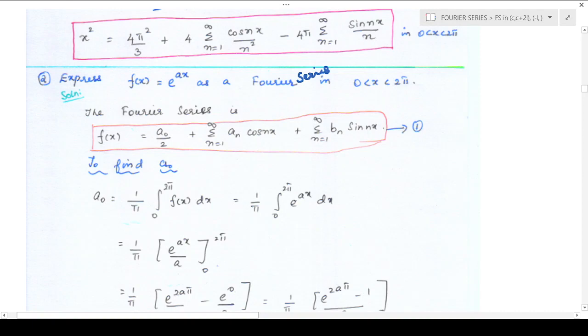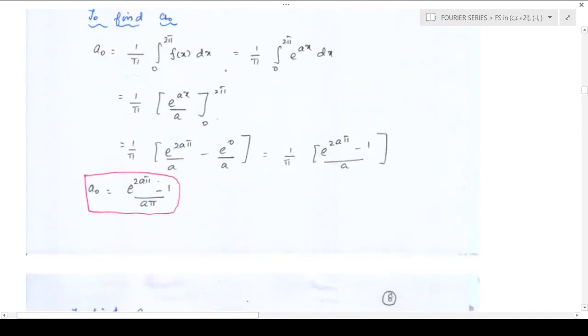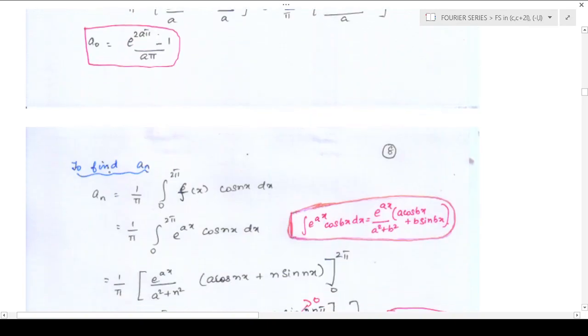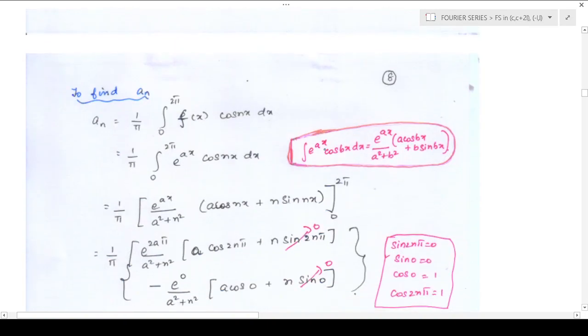So f of x is e power ax. Its integration value is e power ax by a. You are applying upper limit minus lower limit. So lower limit e power 0 is 1. So you are getting a naught as like this. I told you the standard integrals, I gave you 3 formulas along with Bernoulli's integration by parts. I asked you to remember this to express exponential functions as a Fourier series.